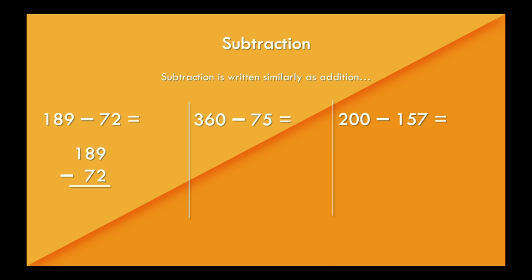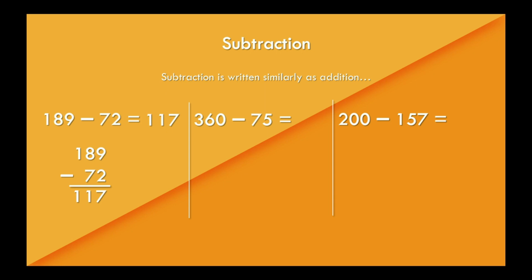So to begin, we set it up as we do with addition, and we start looking to subtract the numbers. We do 9 minus 2, which leaves us with 7, 8 minus 7, leaving us with 1, and 1 minus nothing, allowing the 1 to come straight down, giving us a total answer of 117.